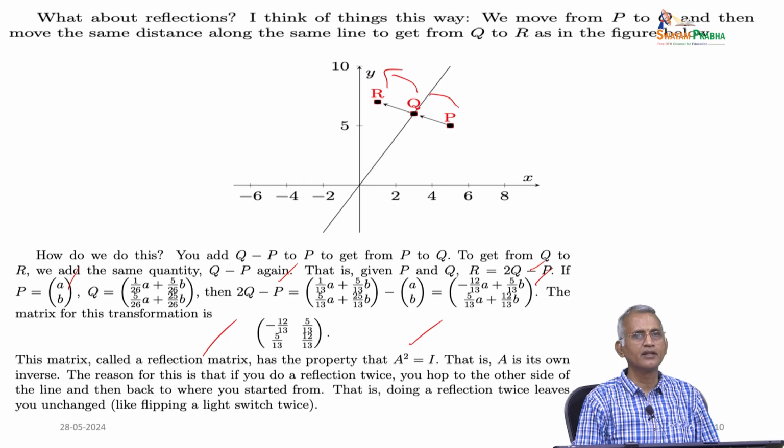The reason for this is that if you do a reflection twice, you go to the other side of the line and then back to where you started from. So, doing a reflection twice leaves you unchanged, like flipping a light switch twice.